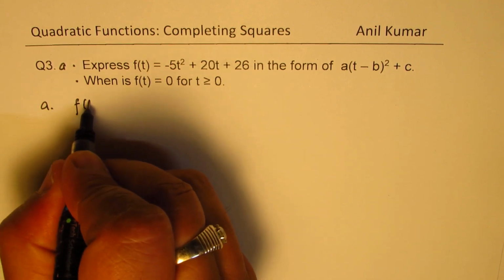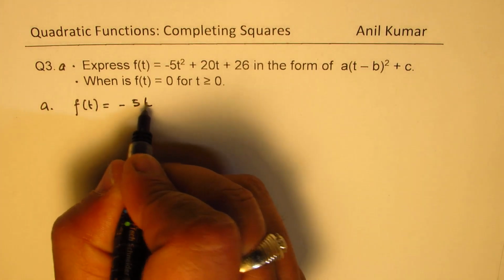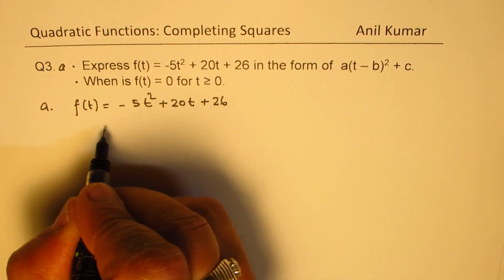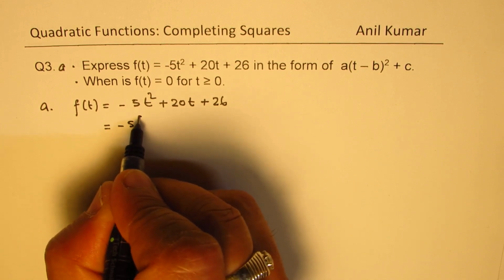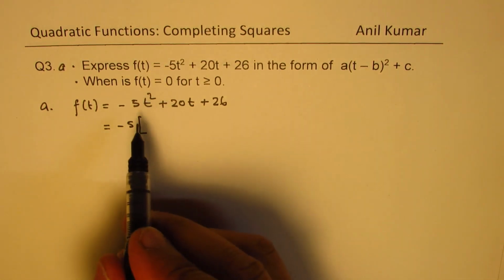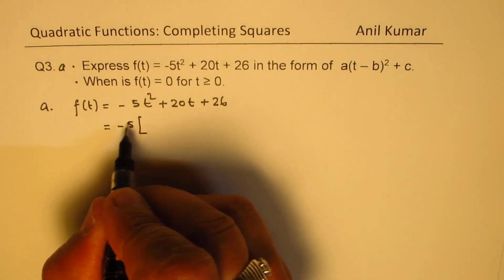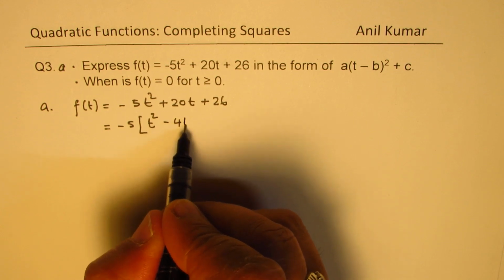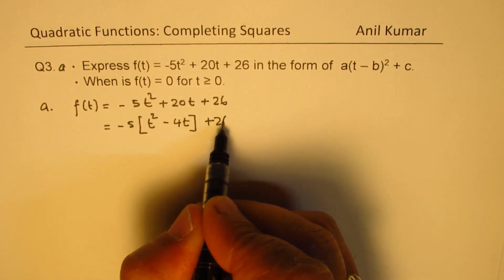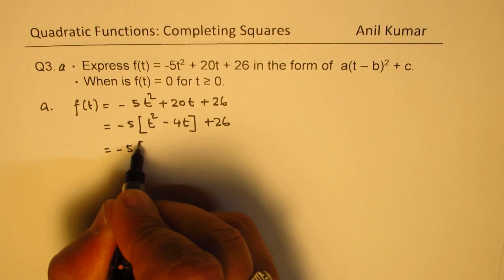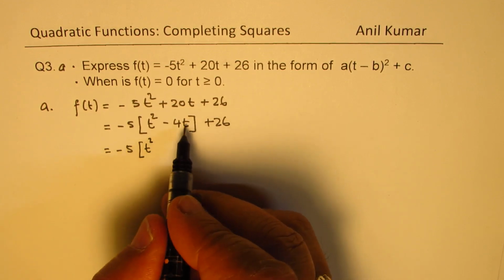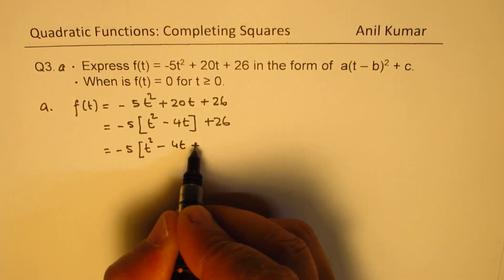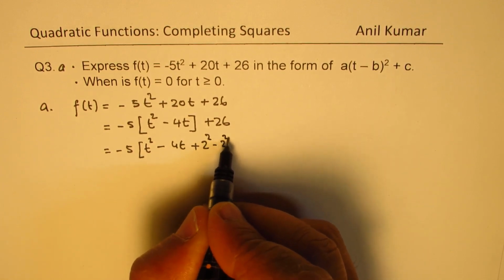So we are given the function of time as minus 5t squared plus 20t plus 26. You can always pause the video and solve and then look into my suggestions. First step, factor out the leading coefficient. So we factor out minus 5 from t squared, divide 20 by minus 5, you get minus 4t, right? Plus 26. Now next step, we have to do the square of half of the coefficient of t, right? So half of 4 is 2. So we'll add and subtract 2 squared.